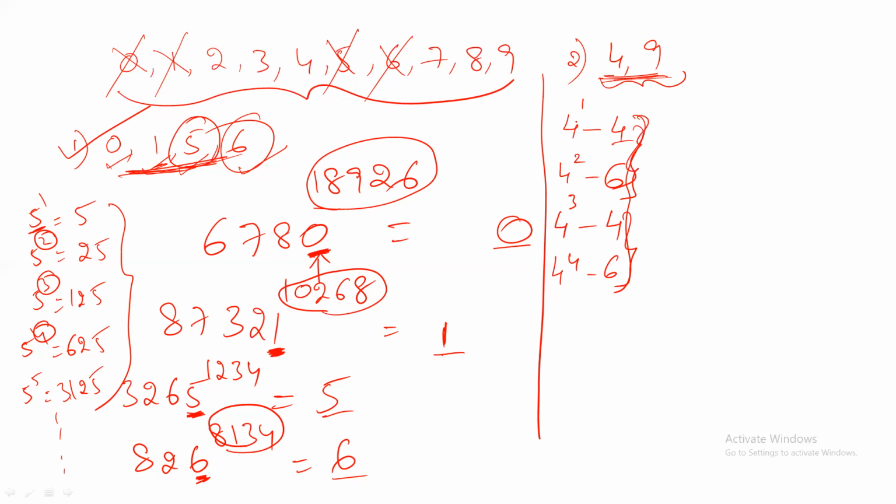Now what we can understand is 4 to the power of an odd number always ends with 4. Odd number means 1, 3, 5, 7, 9, and so on. If you observe 4 power 1, here the power is odd, so the answer ends with 4. Now 4 cube, the power is odd, so the answer ends with 4. Next, 4 power 5 as well.